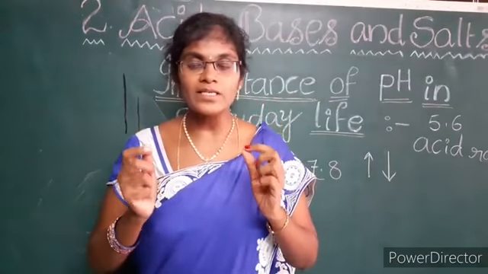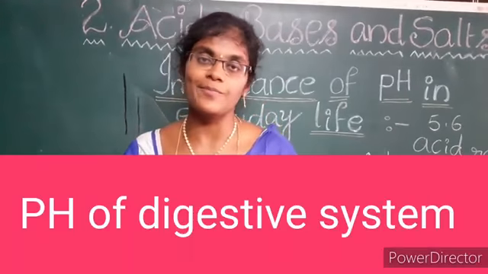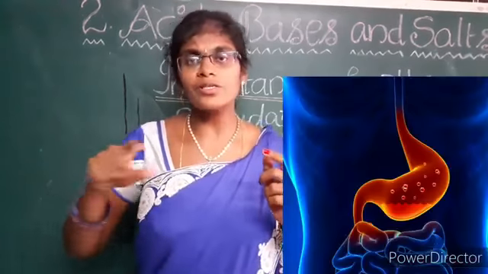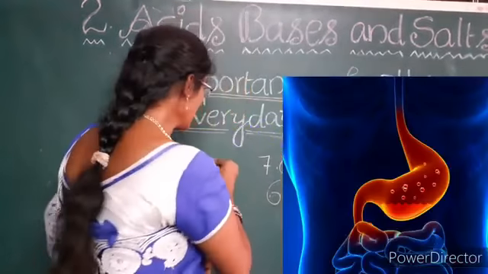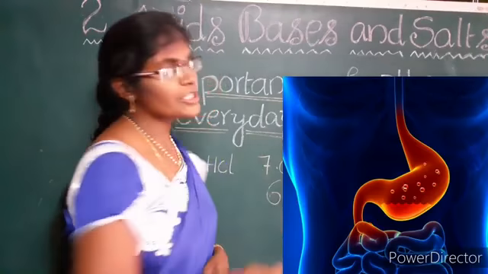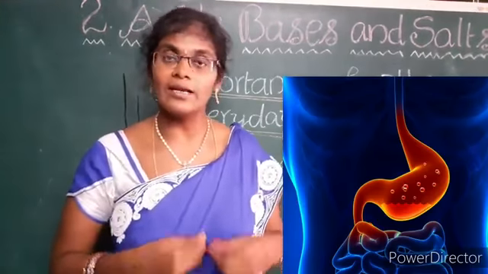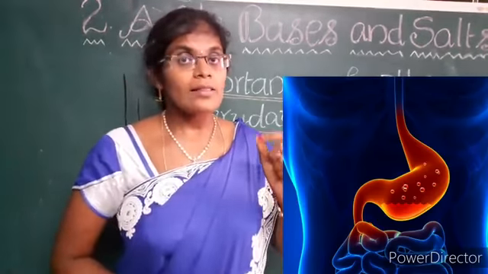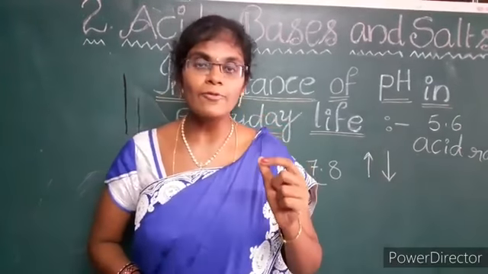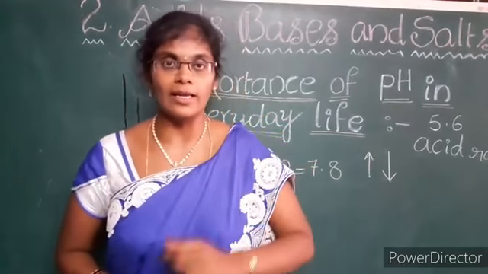Our third example is the pH of the digestive system. Children, the walls of our stomach produce hydrochloric acid which kills the germs in the food we eat. And the hydrochloric acid is also helpful in the digestion of food.